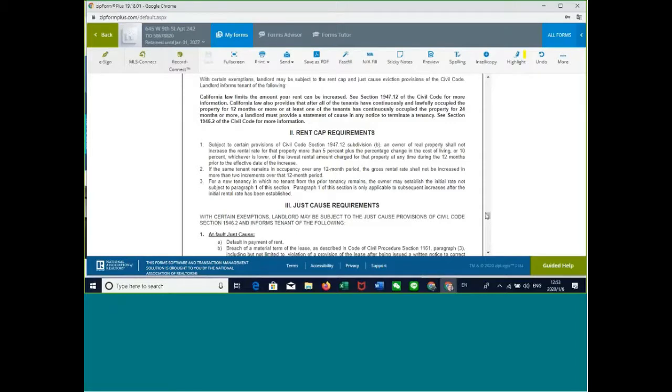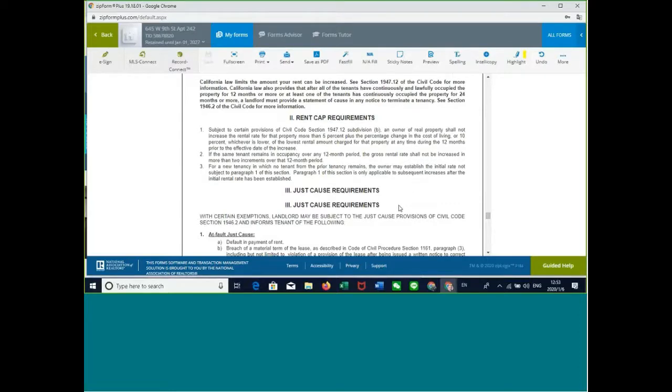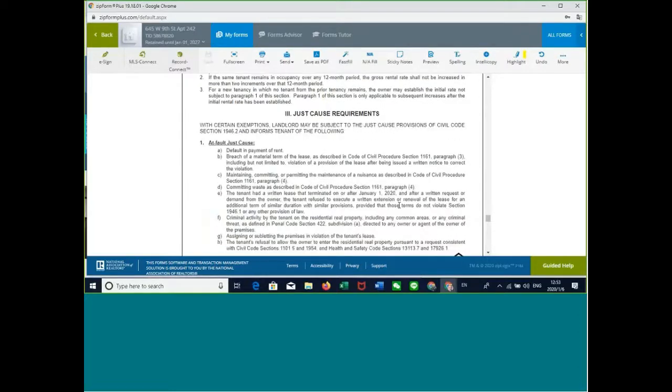All right, anyway, I need to finish this. Let me go ahead and finish this, okay? We've gone over time already. Hang on a second. Now, just cause requirement. Earlier, I said the old law allows you to get rid of the tenant without any reason if it's a month-to-month, right? Now you can't do that anymore. If the tenant occupies for 12 months or longer, now you have to have a reason, right?